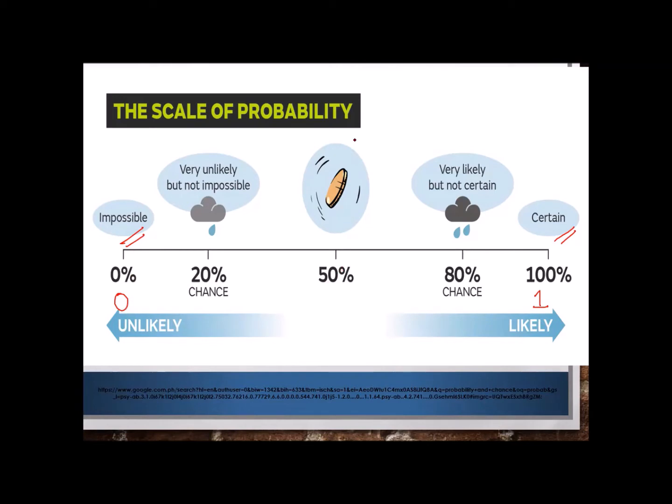Tama po ba? So pagka nasa first half or on the upper half ng scale of probability, so there is a bigger chance to happen. Pero pagka nasa lower 50%, doon ka mag-iisip. Diba? Because it is more unlikely to happen. Okay, so I hope that is clear.